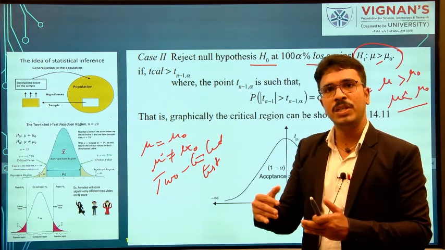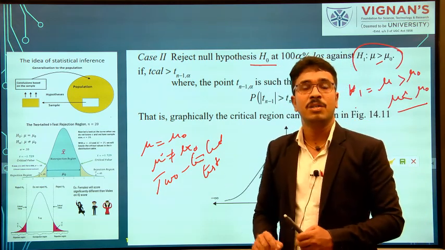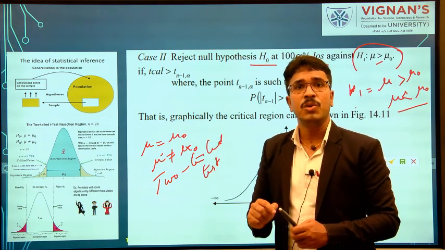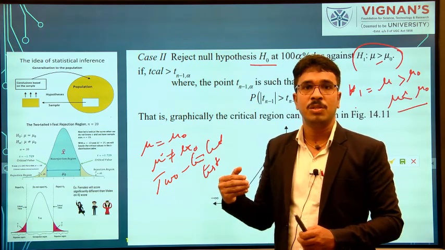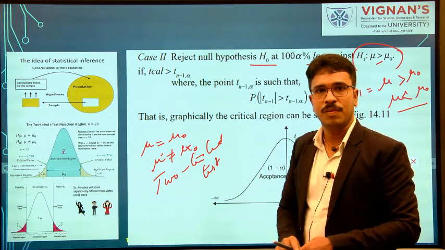Why I am pointing out this information is that while you are looking at the t table, you have to look at either one-tail or two-tail values. So in that case, this information is very, very useful for you.